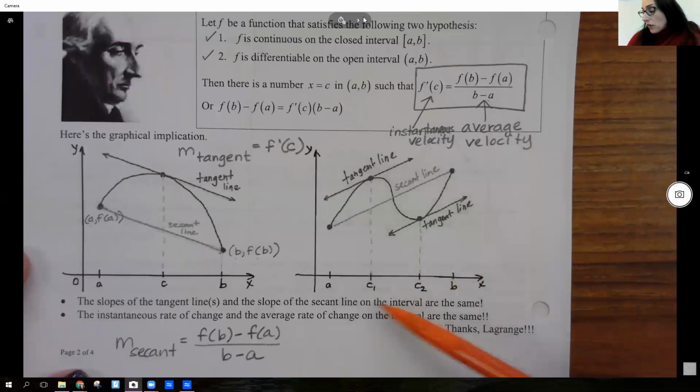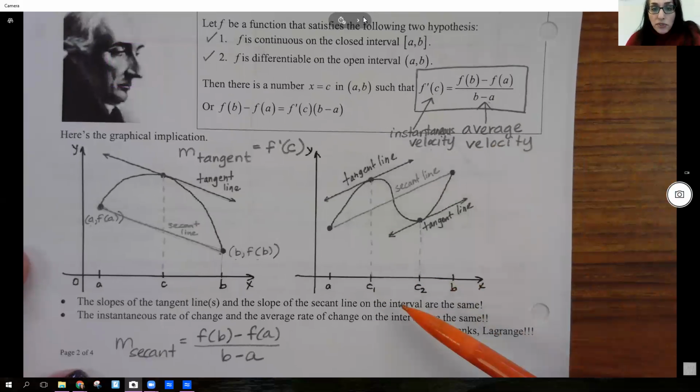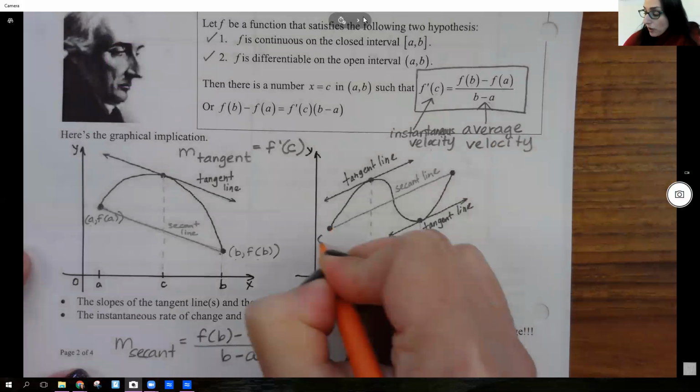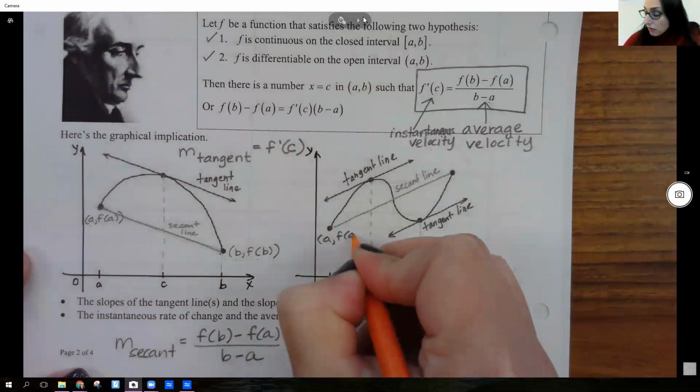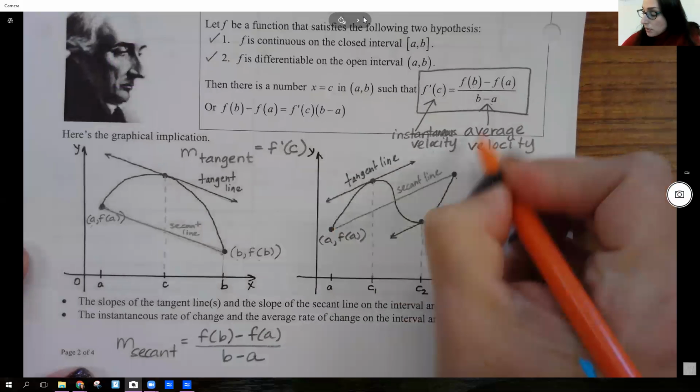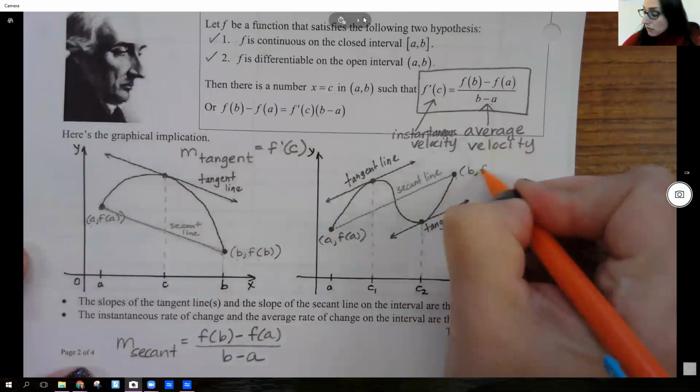So this second diagram right here is a lot more sophisticated, but it's the exact same process. It's just a fancier looking graph. You take the endpoints. Remember, if this is A, this point right here is A comma F of A. You take this point right here. If this is B, then this is B comma F of B.